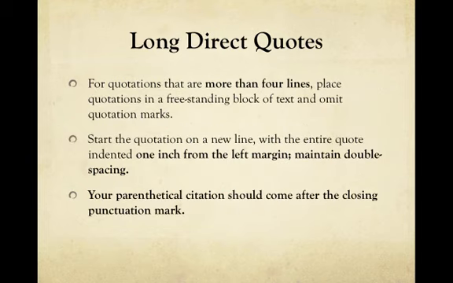But there's one thing we still haven't talked about yet, which is long direct quotes. So for quotations that are more than 4 lines of text, not 4 sentences, but 4 actual lines of typing, place quotations in a freestanding block of text and omit, or leave out, the quotation marks. Start the quotation on a new line with the entire quote indented 1 inch from the left margin and make sure that you maintain double spacing. Your parenthetical citation should come after the closing punctuation mark, which is different than for a short direct quote, because for a short direct quote, your period comes after the internal citation.